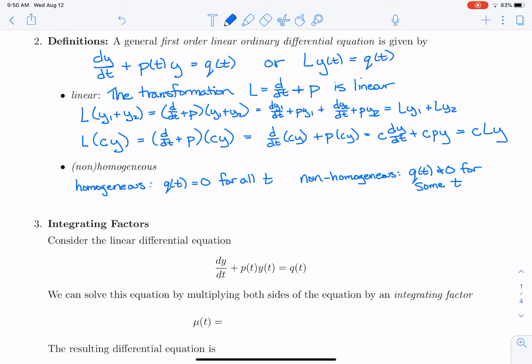Okay, now we understand why the example that we solved was a linear equation, but we don't understand why multiplying by e to the t helped us solve the equation yet. Okay, so the next thing that we want to do is to figure out what integrating factor we can multiply this equation by so that we can actually solve it.